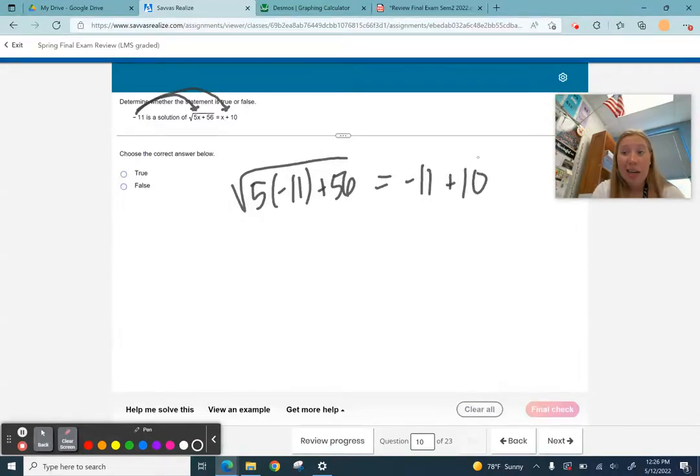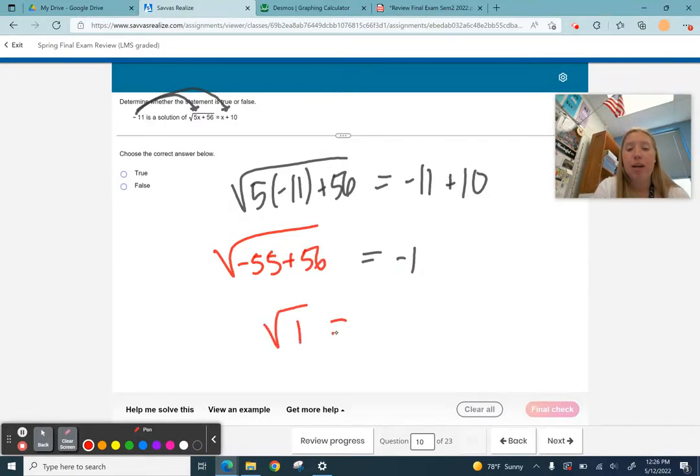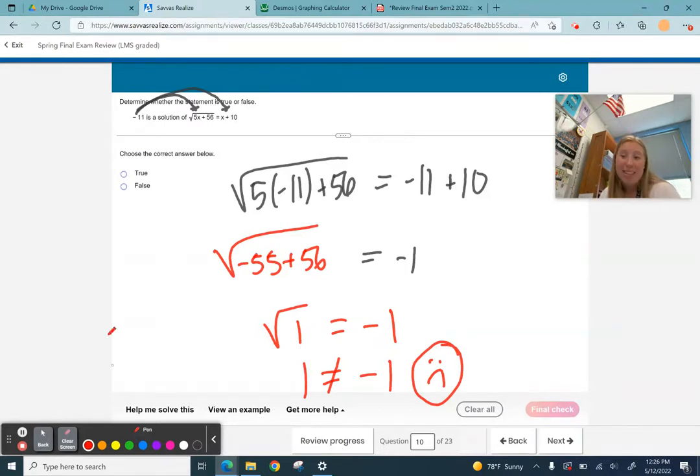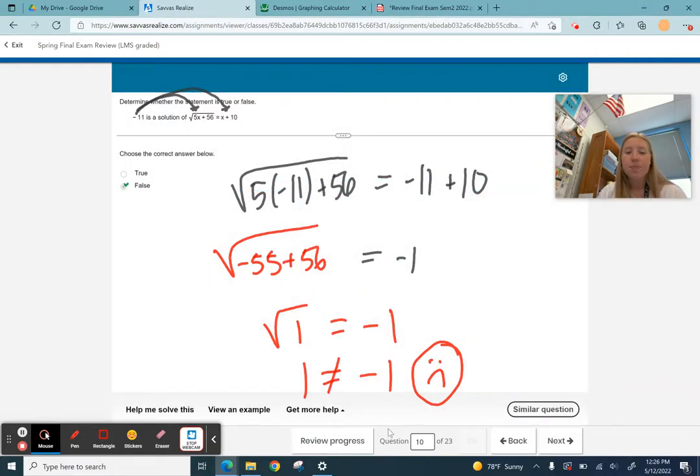There's one thing that I see right away that's a red flag to me. Negative 11 plus 10 is negative 1. And I'm thinking, is there a way for me to take the square root of a number and get a negative 1? Put a pin in that. Negative 5 times 11 is negative 55. Plus 56 is going to be the square root of 1 equals negative 1. The square root of 1 is 1. And that is not true. When we plug it in, we just objectively see the 2 sides of my equal sign do not equal each other. Therefore, our answer is false.